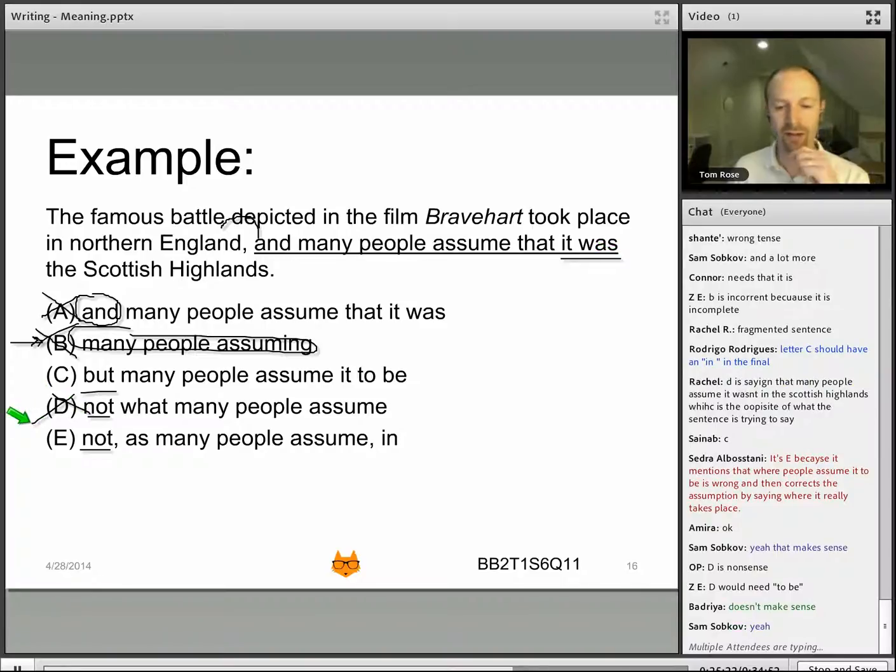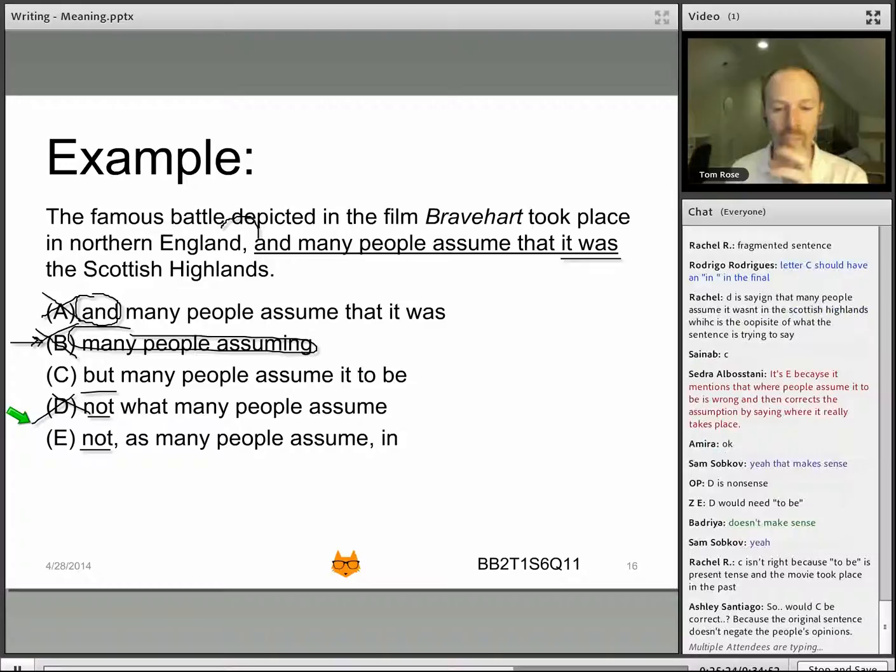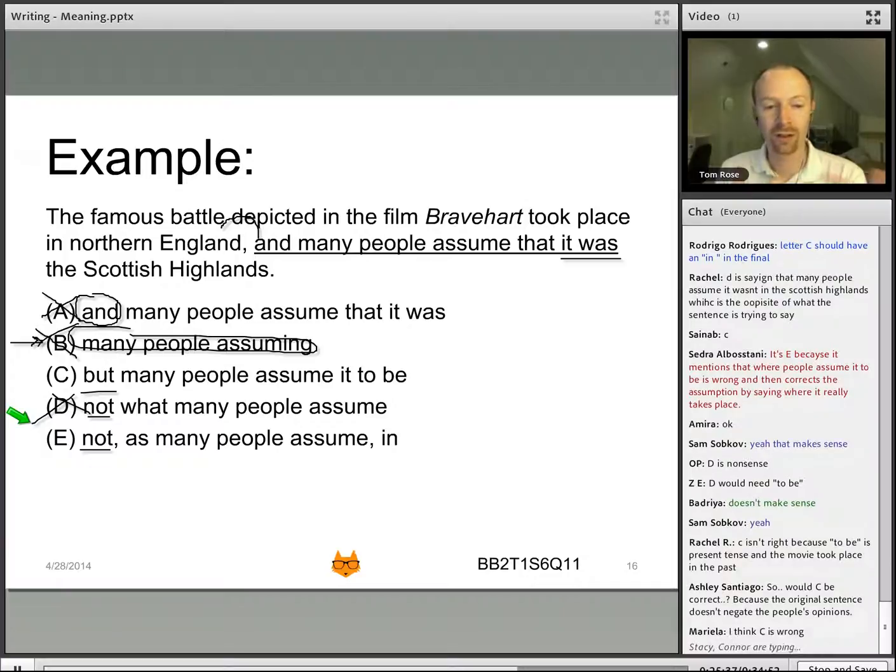Now, here's the big debate, which was many of you answered C and many of you answered E. Both of these have fine meaning, right? It sets up the dichotomy just fine. The difference is in C, we say many people assume it to be the Scottish Highlands. So what is it? It is a pronoun. What is that standing in for?